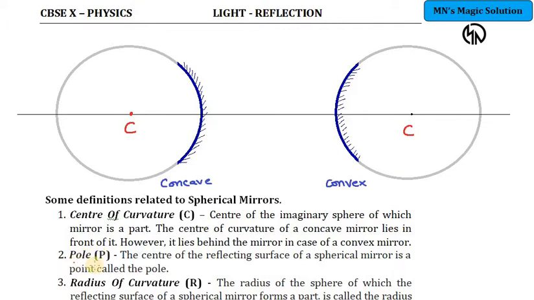The next one is pole. Pole is denoted by capital P. The center of the reflecting surface of a spherical mirror is called pole. So reflecting surface nu pathina, it starts from here and ends here. இதுதான் reflecting surface. இதுதான் என்னோட actual mirror. இது வந்து நான் வரைஞ்சிருக்கிற imaginary part. இந்த blue shaded தான் வந்து actual mirror ஓட surface. So இந்த mirror surface ஓட center தான் you call it as pole. So this point is denoted by capital P and it is called pole.